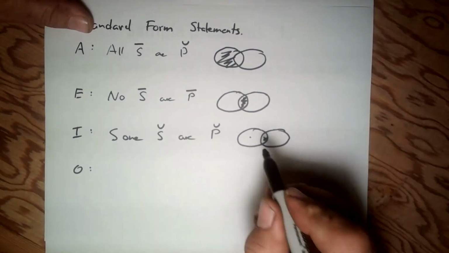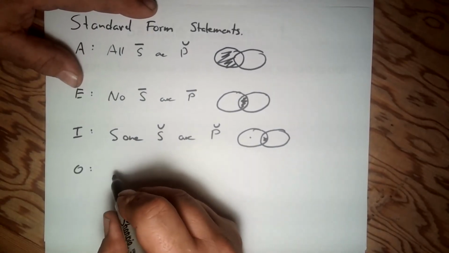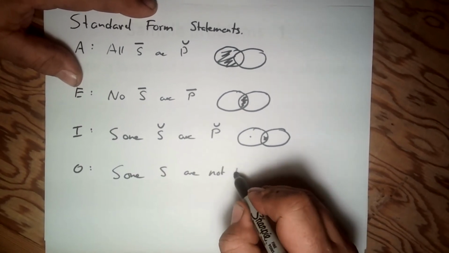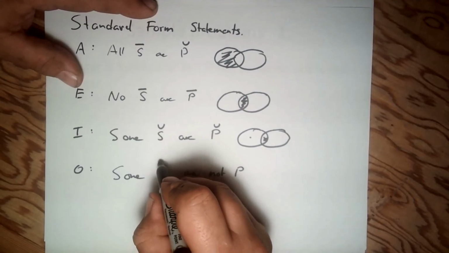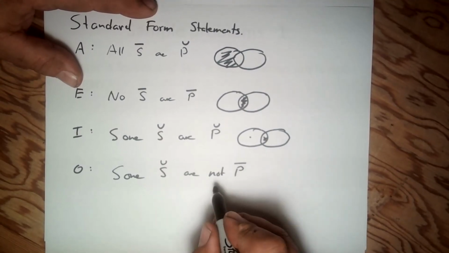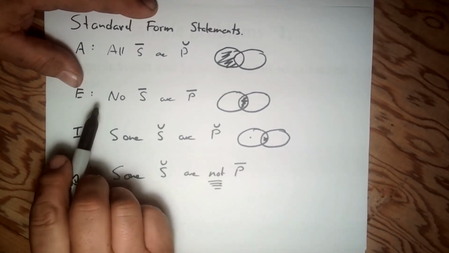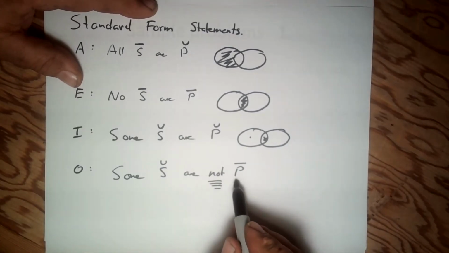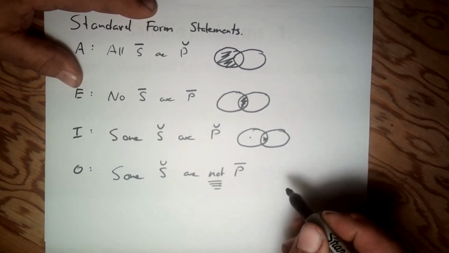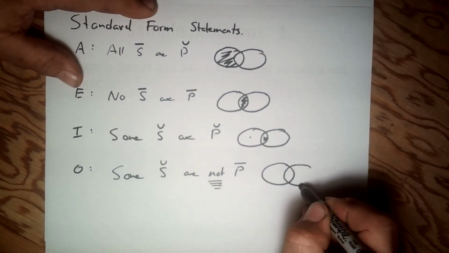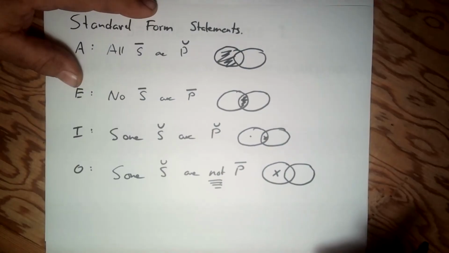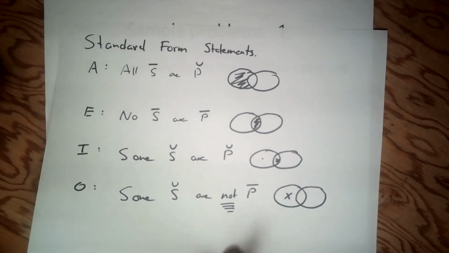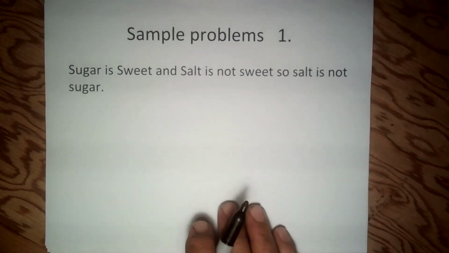Sorry, I accidentally made a stray mark there. I apologize for that. And then the O form, some subjects are not predicates. The subject is undistributed, but the predicate is. And remember, this not is logically equivalent to the no here. This is a negative part of the statement. It is not a part of the predicate. And the X belongs there. So we're going to keep that sheet handy. We'll have to slide it back into view once in a while.